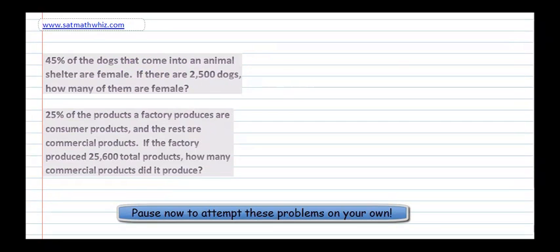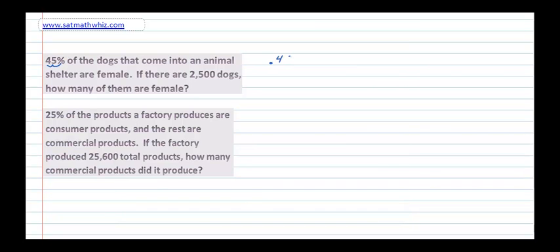45% of the dogs that come into an animal shelter are female. If there are 2,500 dogs, how many of them are female? So our percentage is 45%. We're going to move the decimal 2 spaces to the left. That becomes 0.45. And we're going to multiply it by our whole number, 2,500. 0.45 times 2,500 equals 1,125.